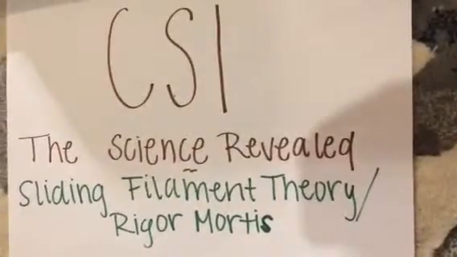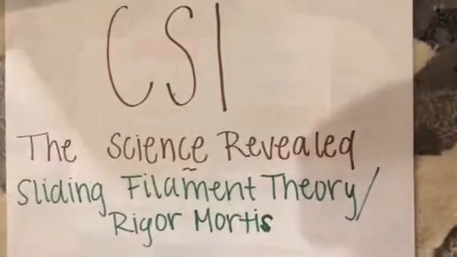CSI, the science revealed. Sliding filament theory and rigor mortis. This is a model that shows muscle contraction and relaxation. First, let's review the parts.